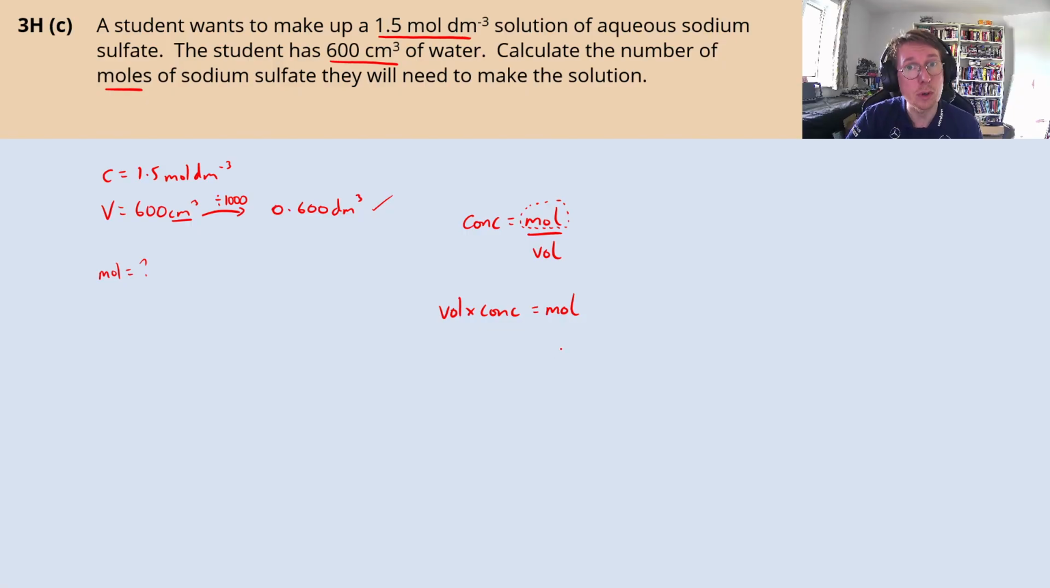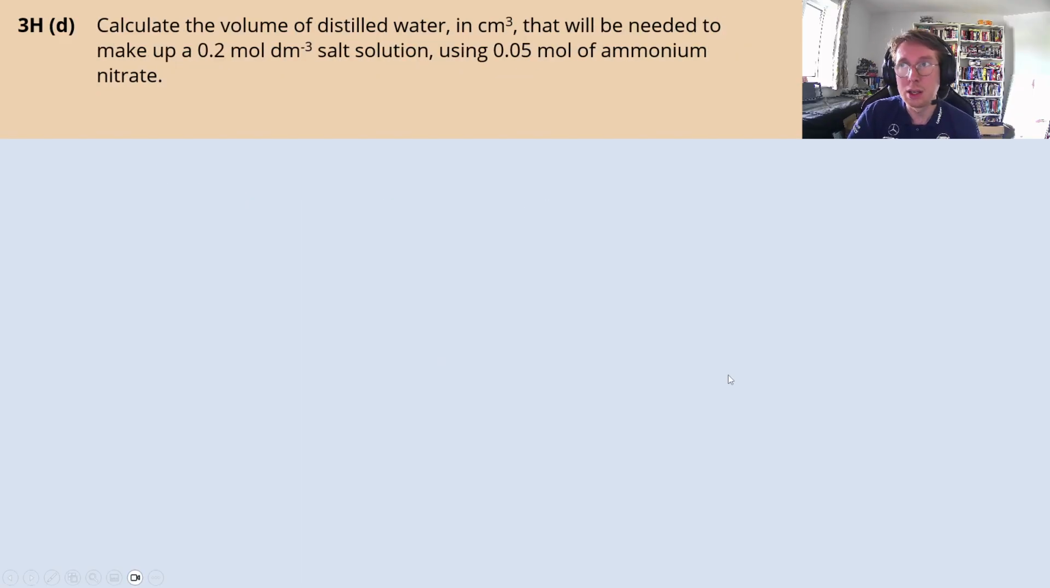Brilliant. So if we substitute our numbers in, we can do that calculation. 0.600 is our volume. The concentration is 1.5. And if you do that calculation, you'll get an answer of 0.9 moles. Second mark. So if you get 0.9, brilliant, you've done it absolutely spot on. You just needed to do a little bit more rearrangement than you've had to do before.